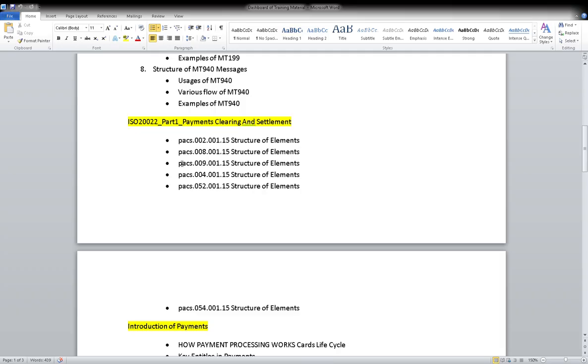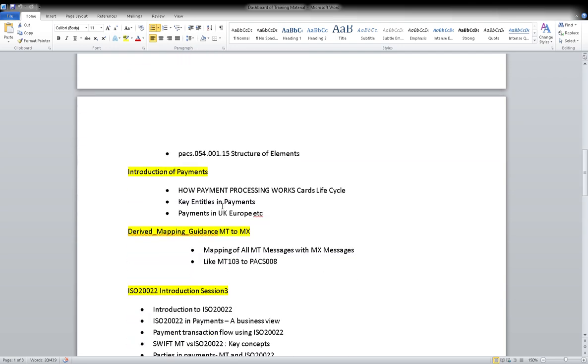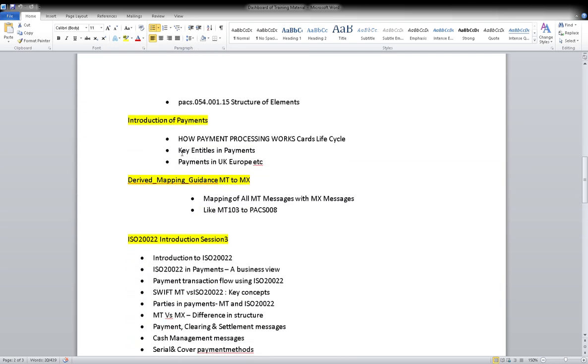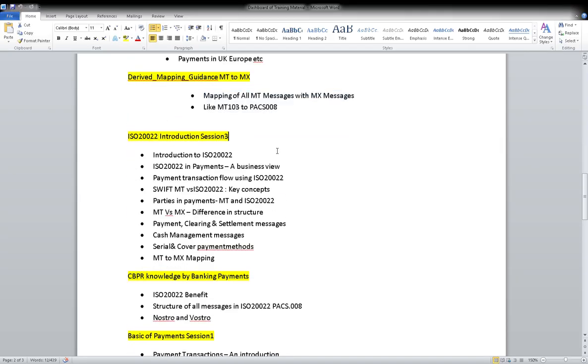After that, in detail, we are going to discuss PACS messages, all the PACS messages: 2, 8, 4, 9, 52, 54, and PAIN messages. Then some basics of how payment works, the credit life cycle and payment life cycle in Europe and UK. Then mapping of MT to MX. Then one example of MT to MX, how it is mapped.